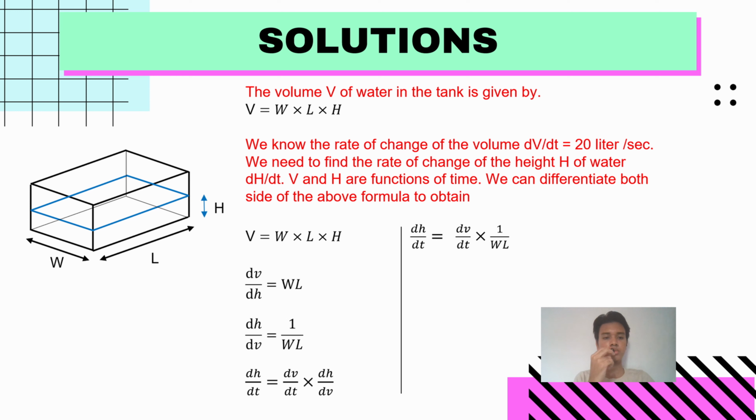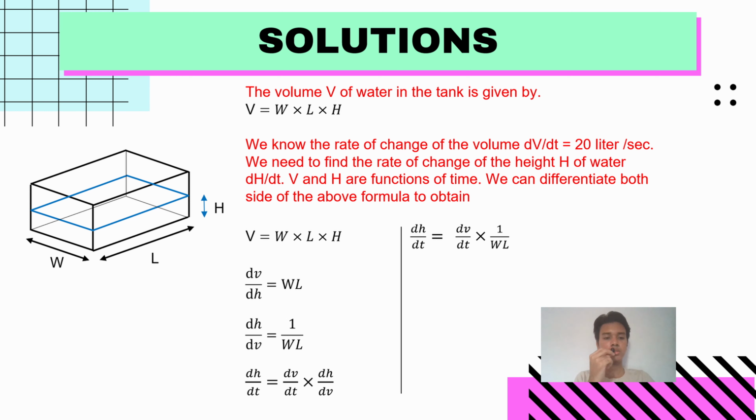The volume of water in the tank is given by volume equals width times length times height. We know the rate of change of the volume, dV over dt, equals 20 liters per second. We need to find the rate of change of the height of water, which is dH over dt. V and H are functions of time.